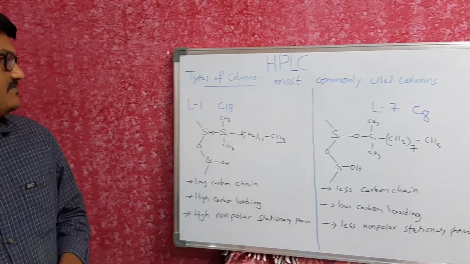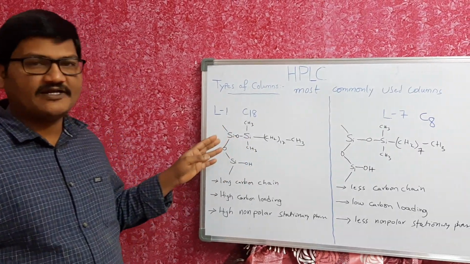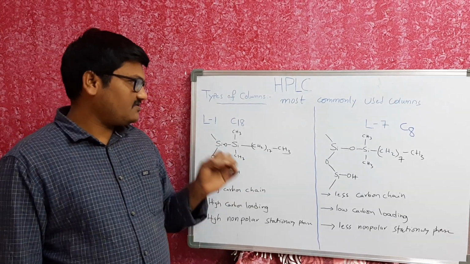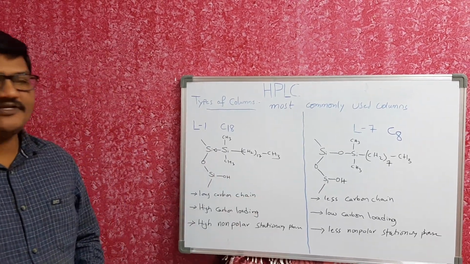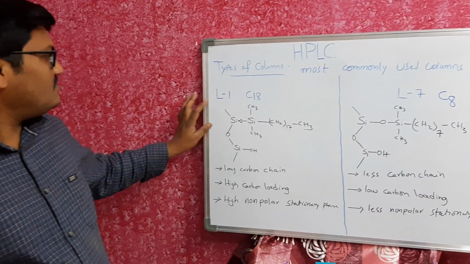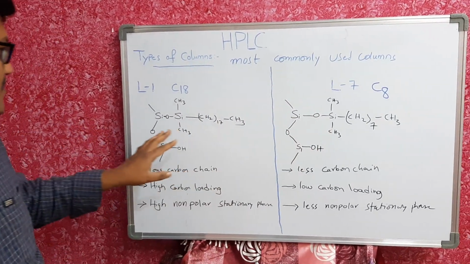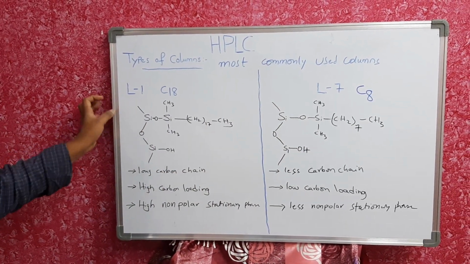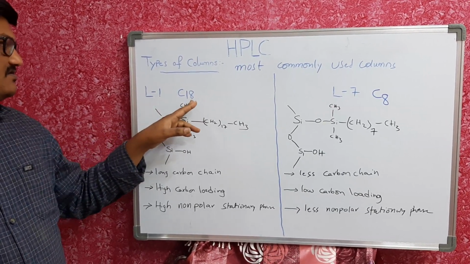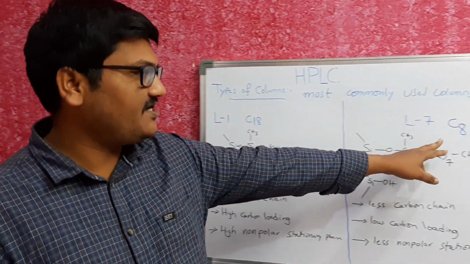As per USP, listed some columns based on the stationary phases like L1, L2, L3, L4, etc. So we discuss today most commonly used columns in HPLC for method development. First we discuss about L1 and L7. L1 is C18. As per USP, L1 stands for C18 columns and L7 stands for C8 columns.